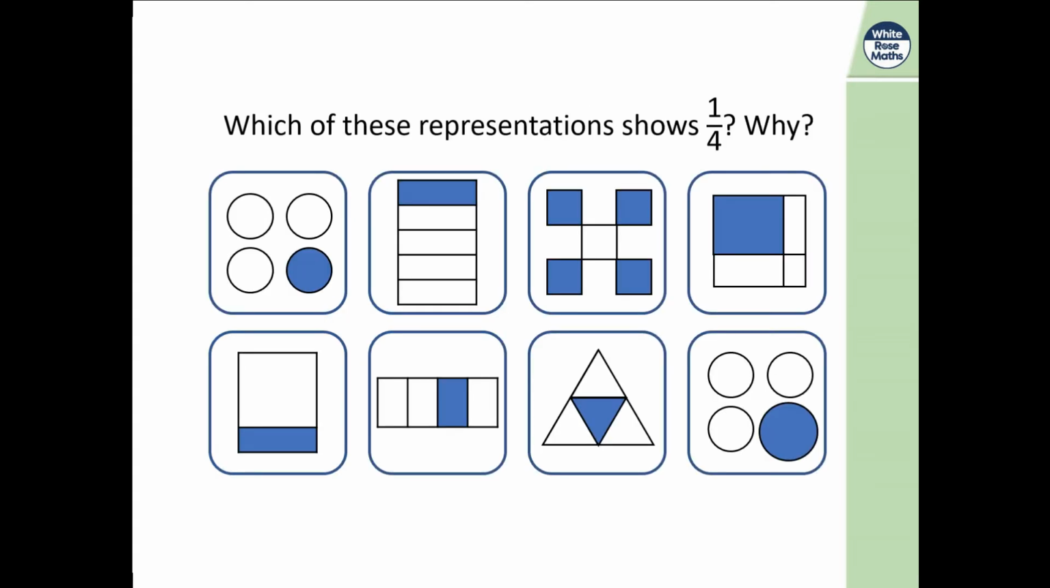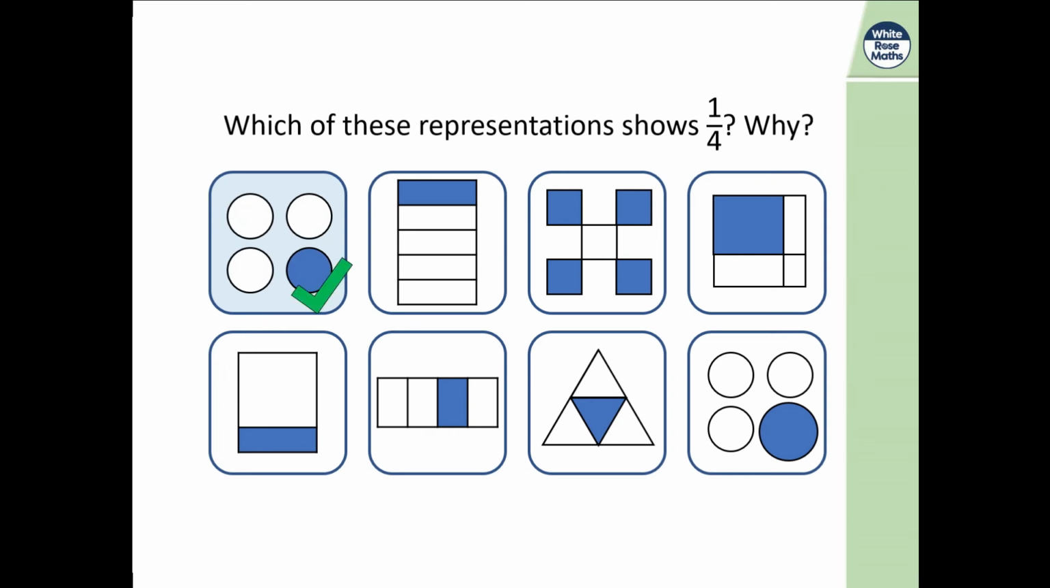Let's have a look at these. Which of these representations show a quarter, and can you explain why? Pause the video and have a think. Okay, let's look at all these. Let's look at this first example. You can see that there are 4 circles and 1 is shaded blue. So 1 out of 4 is shaded blue. So this one does show 1/4.